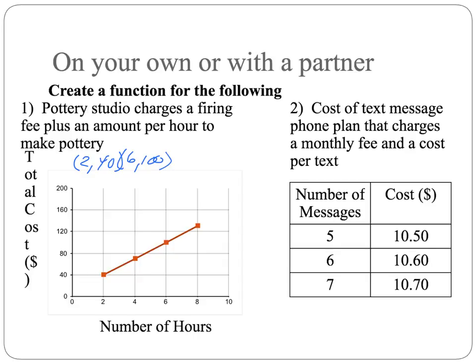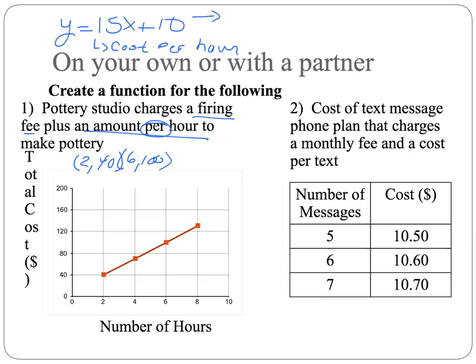So hopefully we're pretty good at writing the equations now. For the first one, you should have ended up with y equals 15x plus 10. This lesson is more interested in, can you tell me what these numbers represent? In the problem, it said a firing fee plus an amount per hour. There's that per again that's telling me my slope. So the 15 is the cost per hour, because that's my slope. So if the 15 is my cost per hour, that leaves 10 as my firing fee.